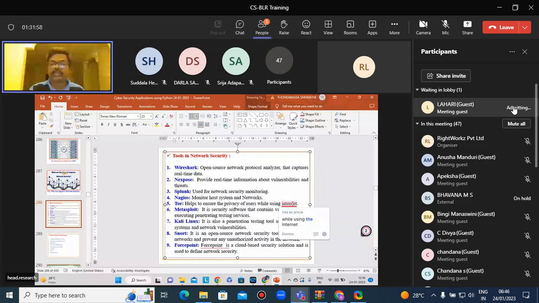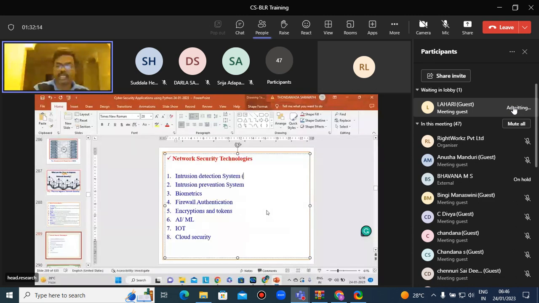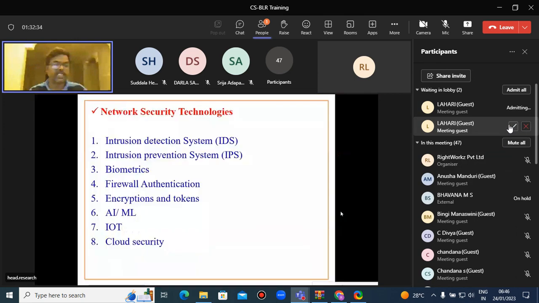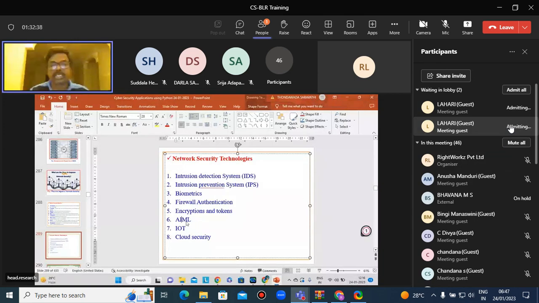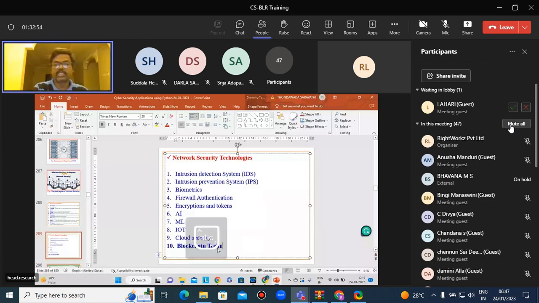If you see the network security technologies, like intrusion detection system, I have explained. Intrusion prevention system, you can write here the short form IDS, and here IPS, intrusion prevention. Then biometrics and fiber authentication, encryption and tokens, artificial intelligence, machine learning, IoT, deep learning, Internet of Things, cloud security, even blockchain technology. You can use blockchain technology. This is also one of the network security technologies.